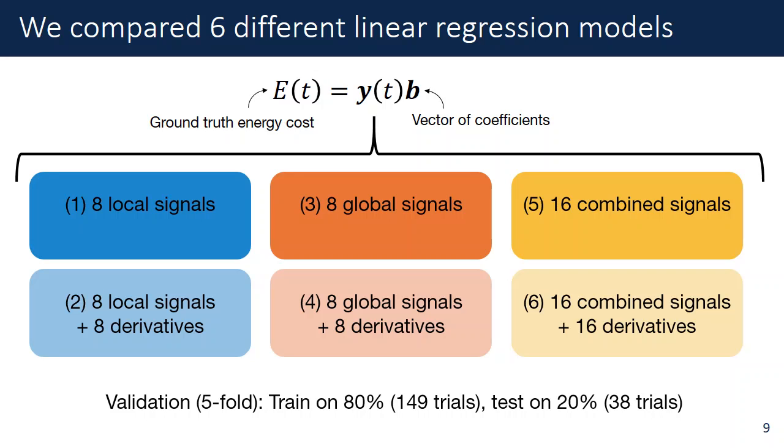For all models, we performed a 5-fold cross-validation where we trained on 80% of the trials and used the identified coefficients to test on the remaining 20% of trials. We repeated this 5 times until all trials had been left out.